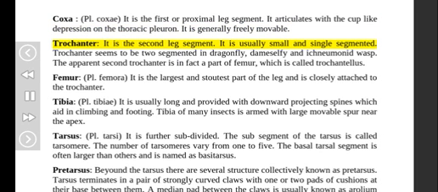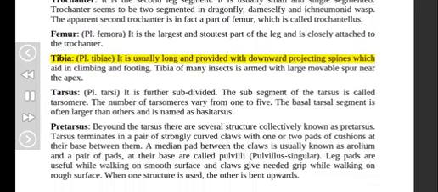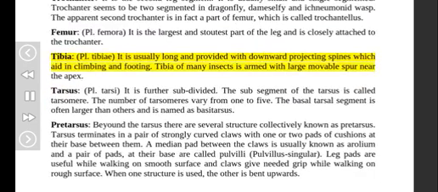Trochanter is the second leg segment. It is usually small and single-segmented. Trochanter seems to be two-segmented in dragonfly, damselfly and ichneumonid wasp. The apparent second trochanter is in fact a part of the femur, which is called trochantellus. Femur, plural femora, is the largest and stoutest part of the leg and is closely attached to the trochanter. Tibia, plural tibiae, is usually long and provided with downward projecting spines which aid in climbing and footing. Tibia of many insects is armed with a large movable spur near the apex.